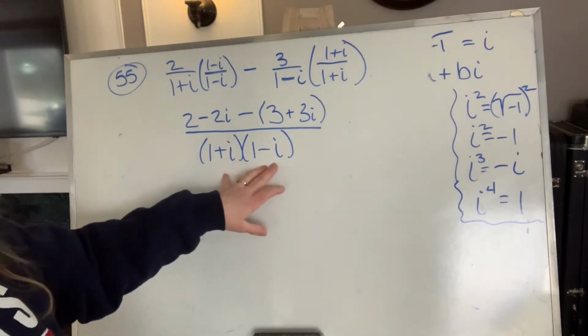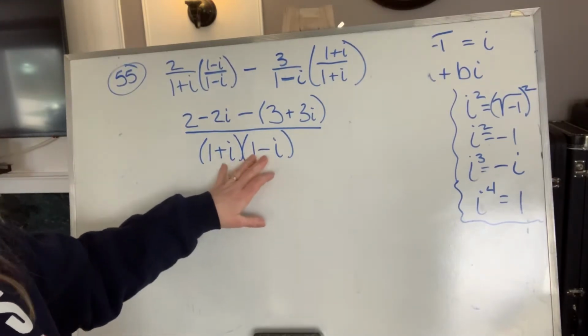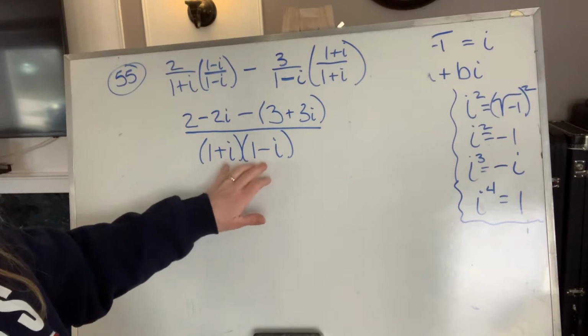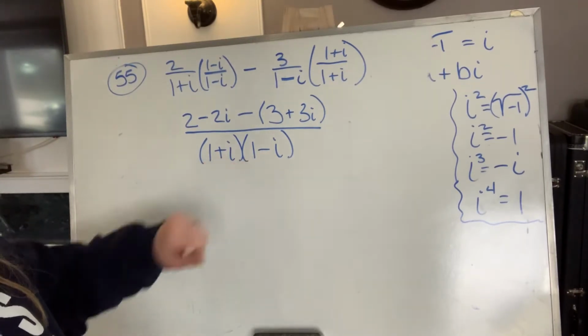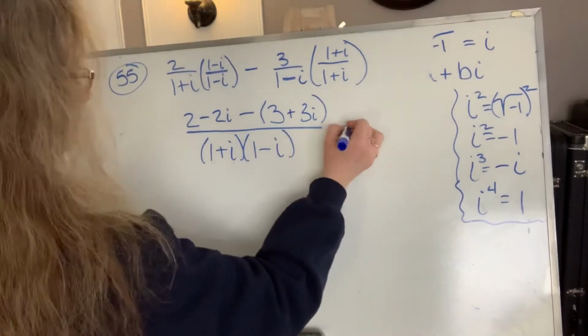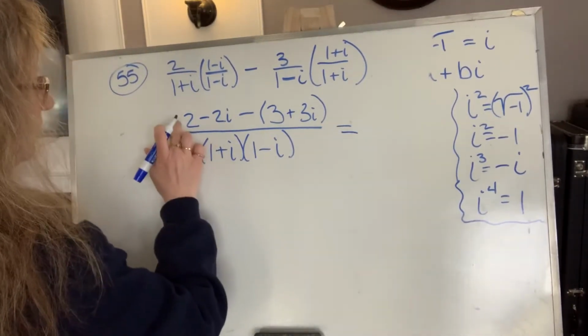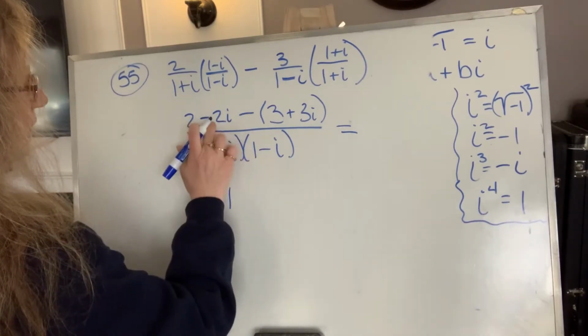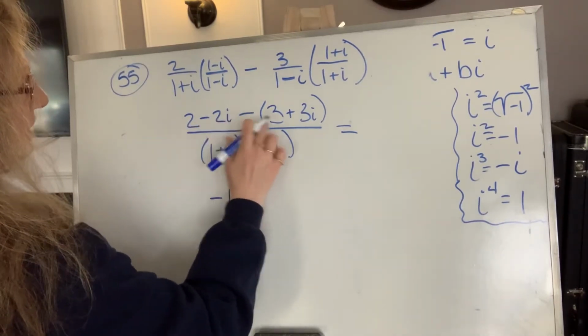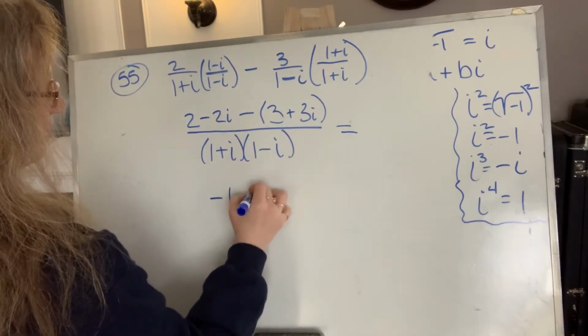Now, a beautiful thing will happen here. This is also called the conjugate. Hopefully you've noticed that term already. When the signs are different but the terms are the same, those are conjugates of each other. So let's see what happens. I have 2 minus 3, which is negative 1.